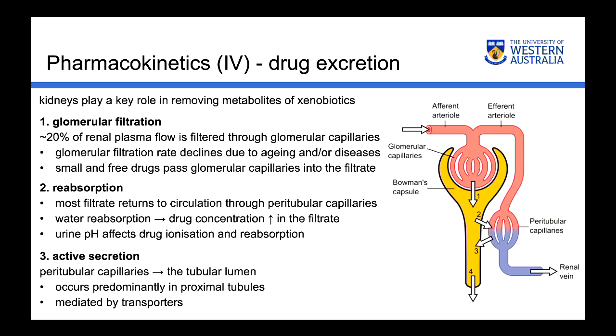The first step is glomerular filtration. So it talks about how the drug, small molecules, are filtered through glomerular capillaries to form filtrate here, the first step. And just bear in mind that this process is age dependent. As we age, our ability to do glomerular filtration will drop, and this can also be affected by diseases. So that's something particularly important if a drug undergoes renal excretion.